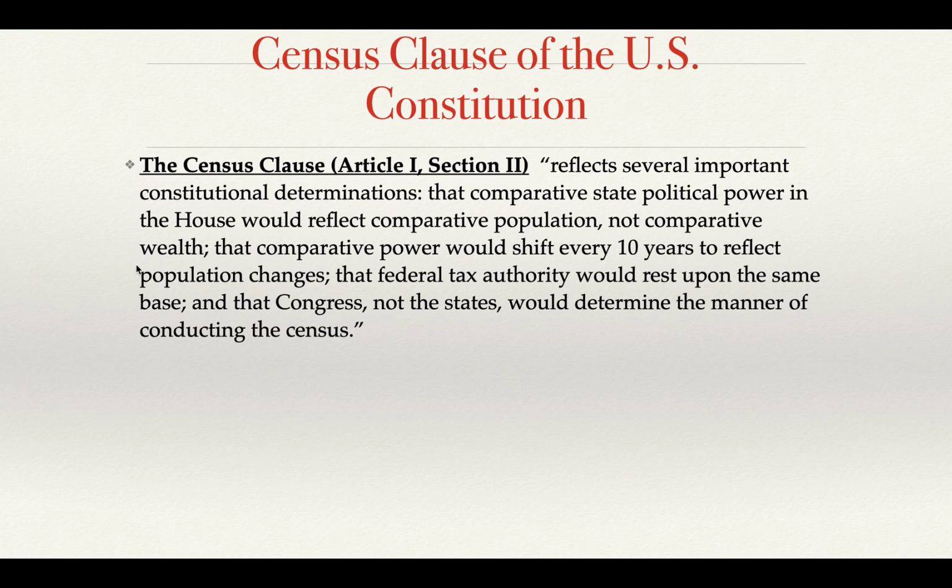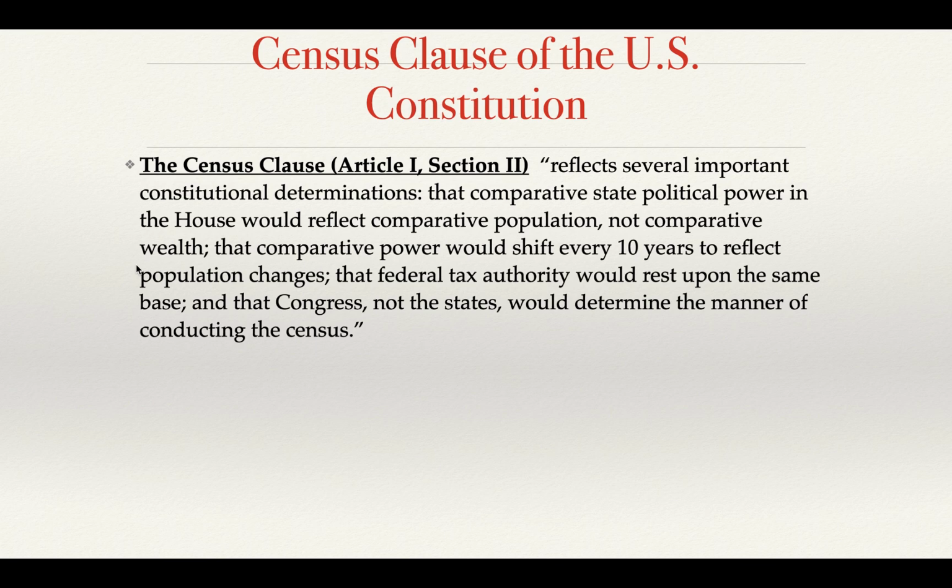It says, reflects several important constitutional determinations. The comparative state political power in the House would reflect comparative population, not comparative wealth. Okay? So it doesn't matter how much money you have. The comparative power will shift every 10 years to reflect the population changes. The federal tax authority would rest upon the same base. So our federal taxes are based on this as well. And Congress, not the states, would determine the manner of conducting the census.